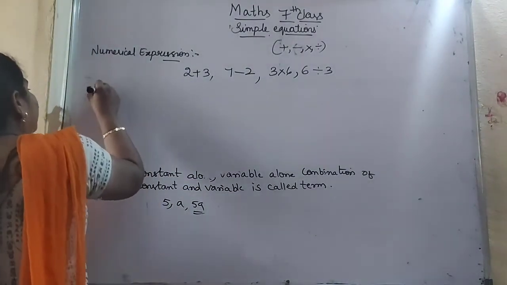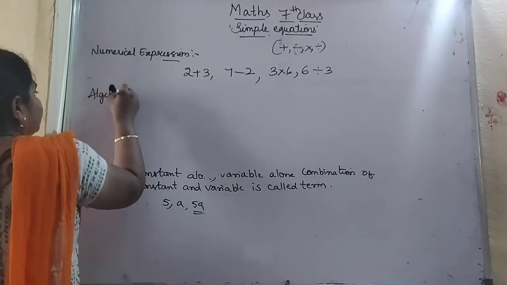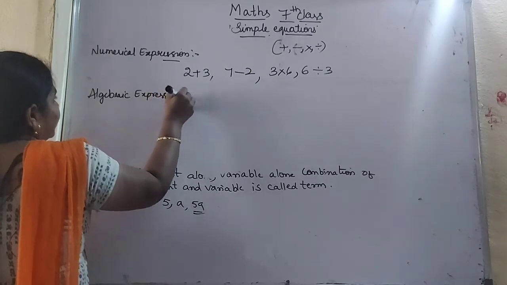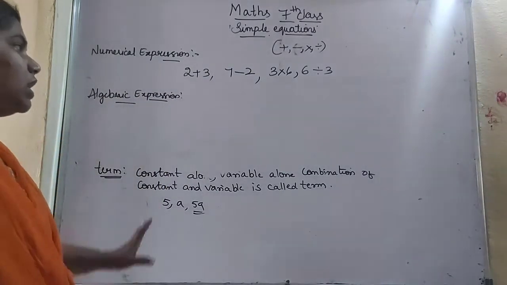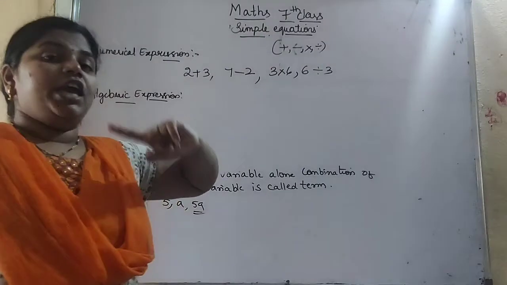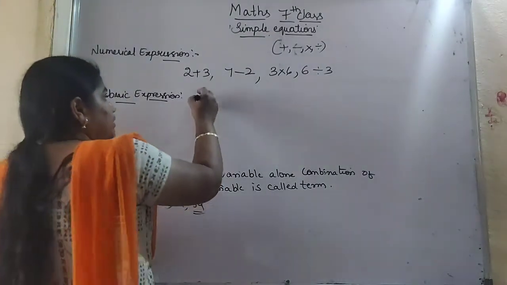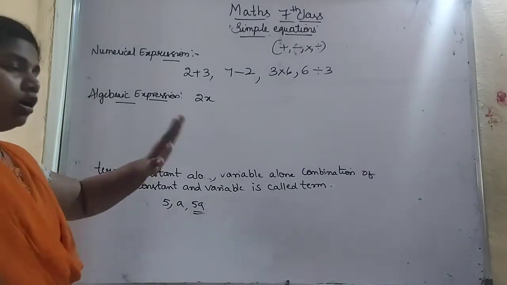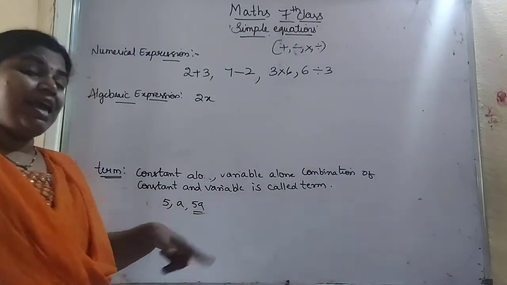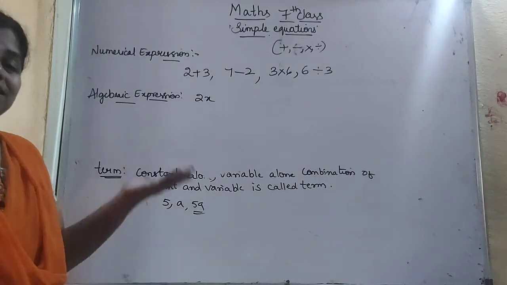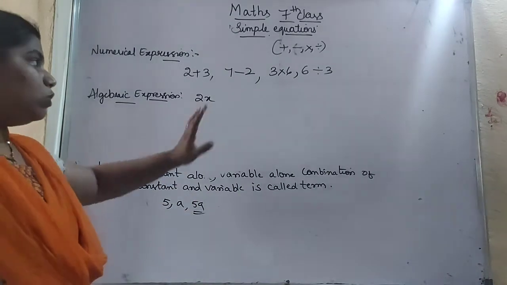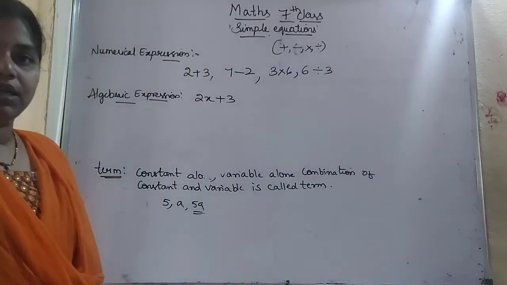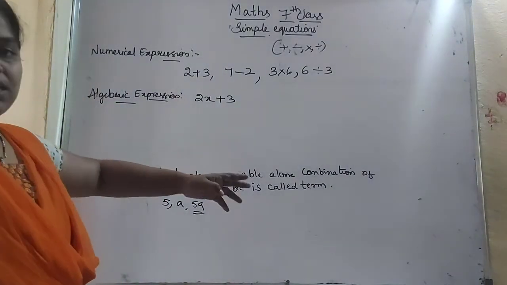Next is algebraic expression. So what do you mean by algebraic expression? Algebraic expression means along with these numbers a variable will be included. That means two or more terms we will call. More terms means a value, 5a value, 7x value. A variable will be included in this. That is 2x plus 3 is an algebraic expression.